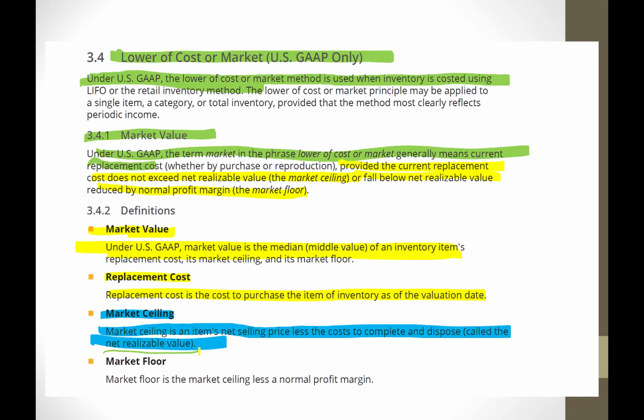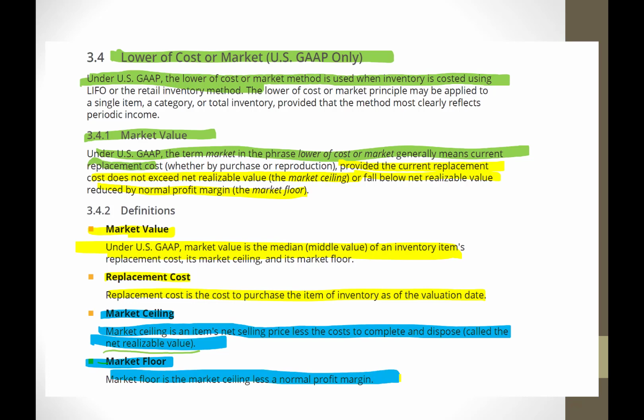When I was first studying this, I thought, you mean like cost to throw it away? I mean, why would anybody buy something from me that I'm going to dispose of? That's not what it means. It means what? Cost to have it delivered. If we have to pay some sales commissions, that sort of thing, that will come off the sales price. That gives me what? The net realizable value. Okay? So that net realizable value becomes my market ceiling. Then I'm going to go ahead and calculate the market floor. Market floor is going to be the market ceiling that I just calculated less a normal profit margin.